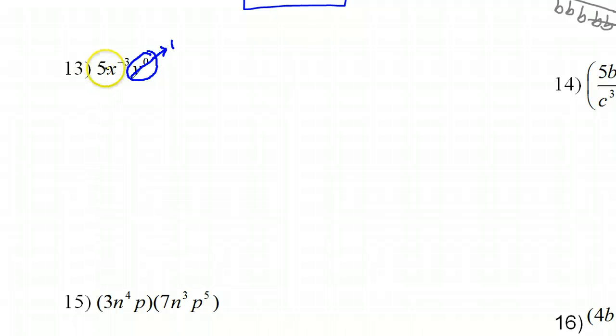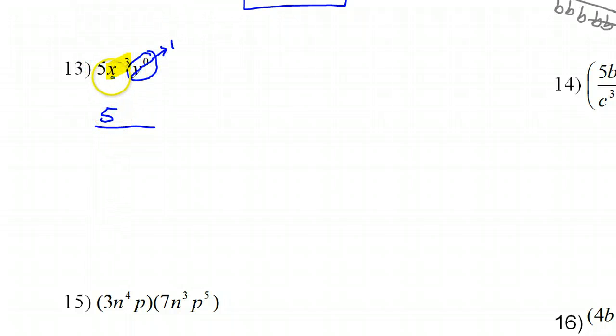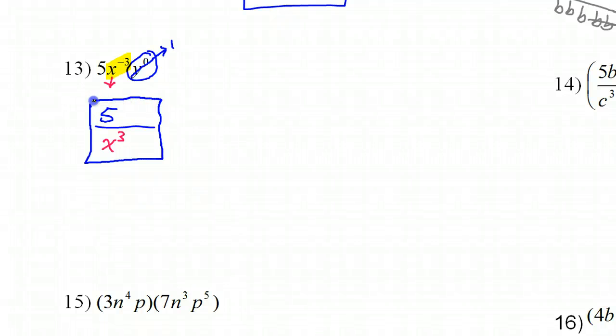Now, that leaves the 5 and the x to the negative 3 power. Now, x to the negative 3 power is on the wrong side of the fraction. So, when I make my fraction, 5 is going to stay where it was, up top. But the x to the negative 3 power is going to have to drop down. And so I will have x to the positive 3 power down there. So that is the final answer. Okay, that's number 13.